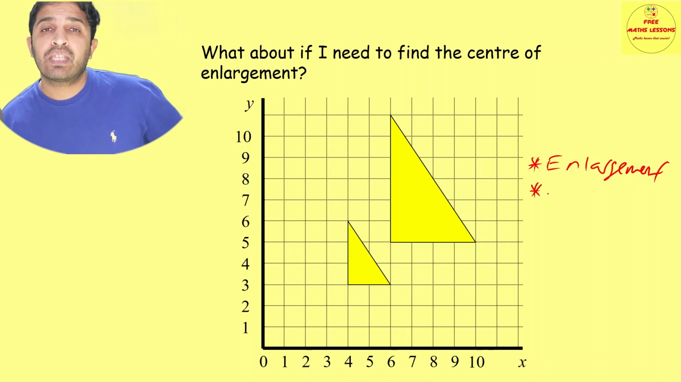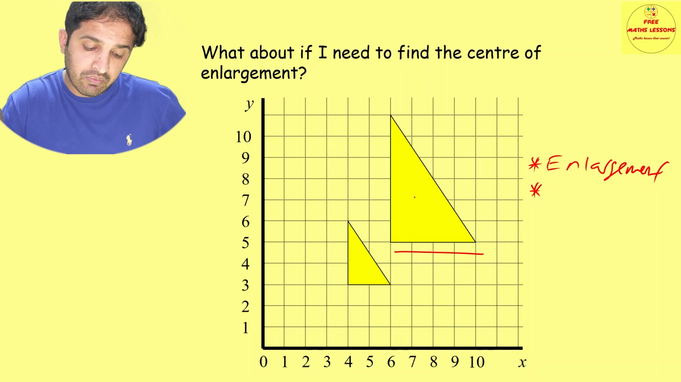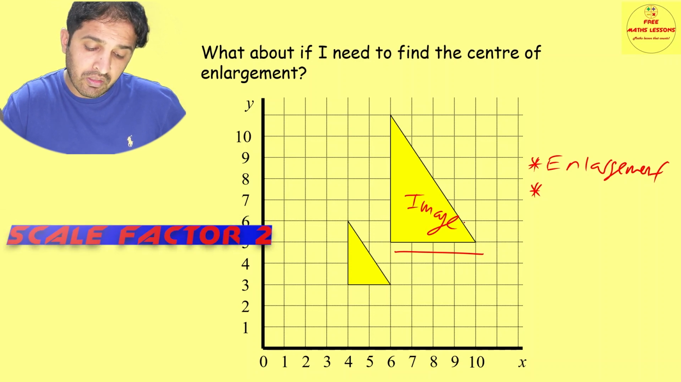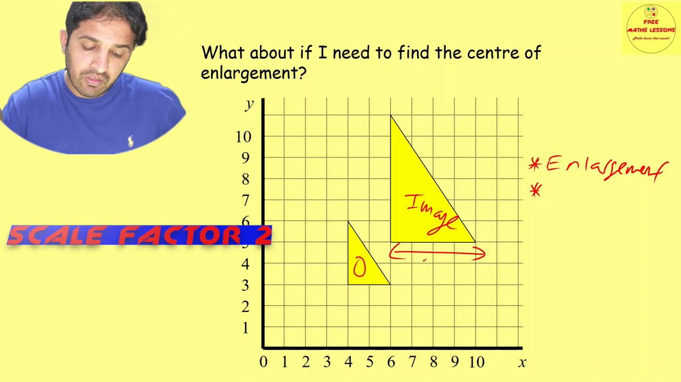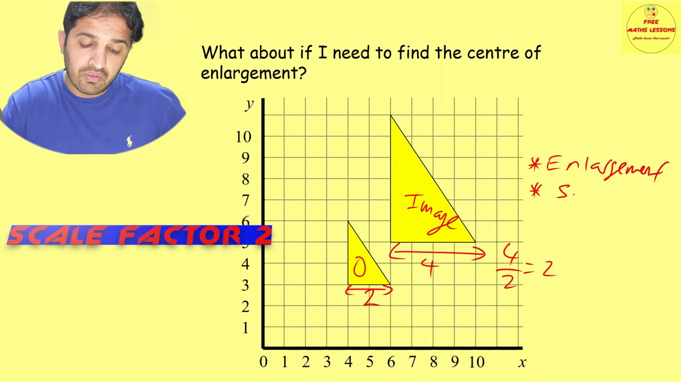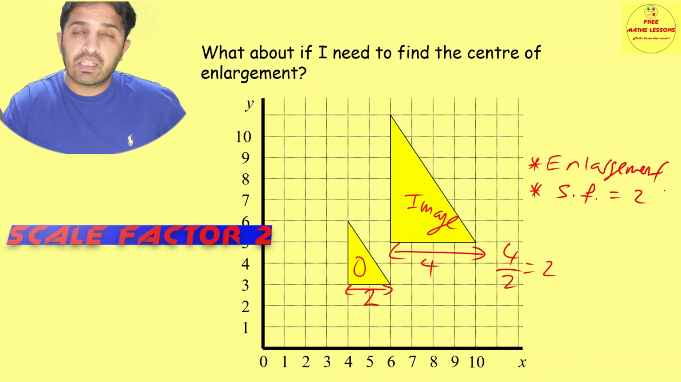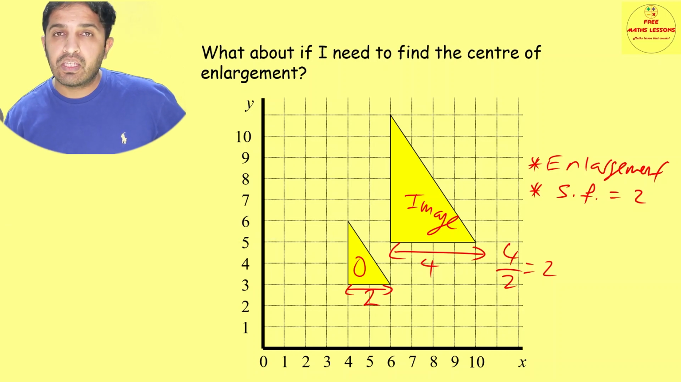Then you need to tell me what the scale factor is. You can easily figure that out. As long as we know this is the image and that's the object, the length of the image there is 4, the length of the object is 2. So all we need to do to work out the scale factor is 4 divided by 2, that gives you 2. So from the object, we made it 2 times bigger to get the image. So the scale factor is equal to 2. That'll get you the second mark. And then we'll have to find the center, and that will get you your third mark.